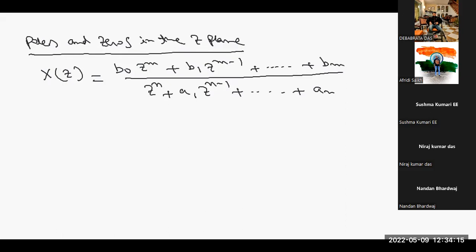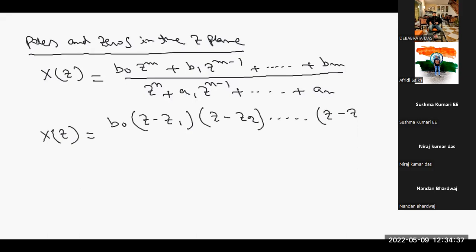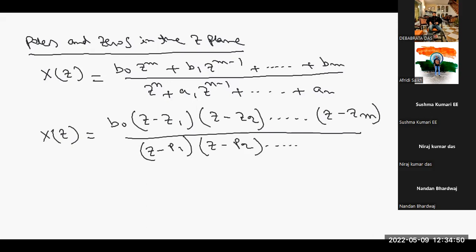Now we have to express this equation as X(z) equals b0 into (z minus z1) into (z minus z2) dot dot dot (z minus zm), divided by (z minus p1) into (z minus p2) dot dot dot (z minus pn). The p's are basically used for the poles, and z1, z2 to zm are the m number of zeros. And p1, p2, p3 dot dot pn are the poles. Is it clear to all of you?